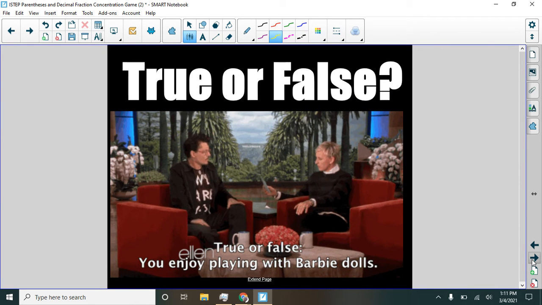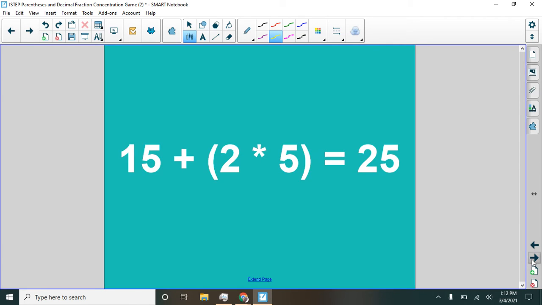Now, if we have number sentences, we're going to play a little game here. True or false? Number sentences that we have that already have the parentheses in, we're going to check those. And I've got 6 of them here. I'm going to do 2. You're going to help me with 2, and then you're going to do the last 2 on your own. So make sure that you're listening and focusing on what we're doing here.